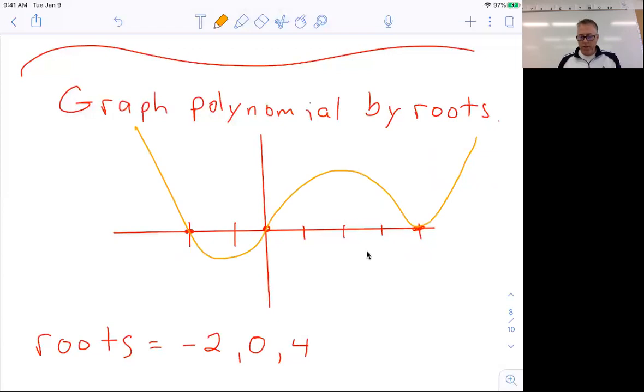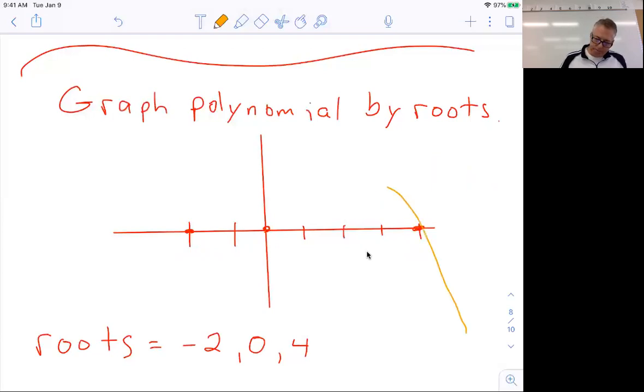So the only way we can have an even degree is if it bounced off of one of those points. And it can bounce off any point, really. In fact, it can bounce off of that middle point there and go downward. So I'm just going to leave it at that, because that would be an even degree polynomial and a negative leading coefficient.